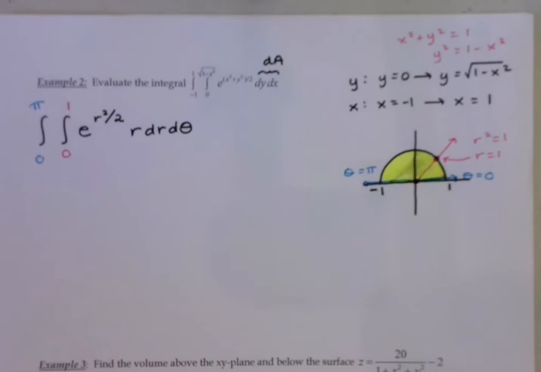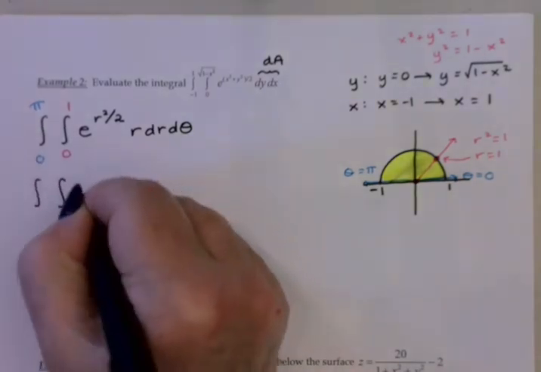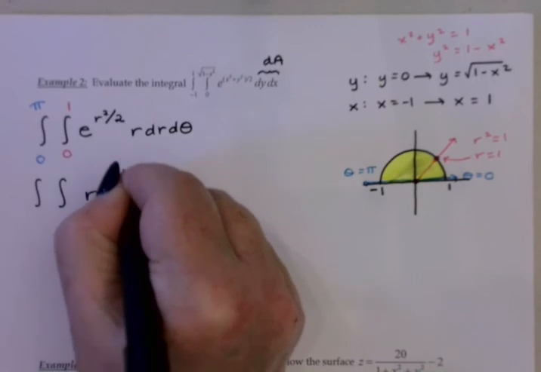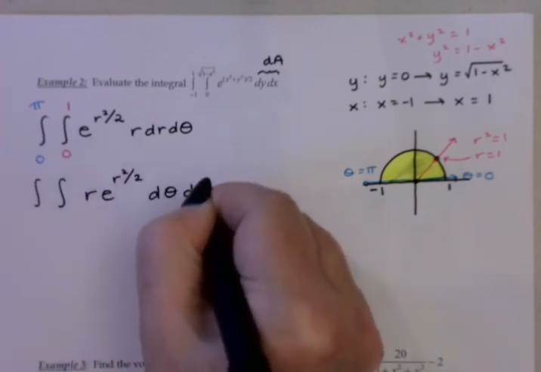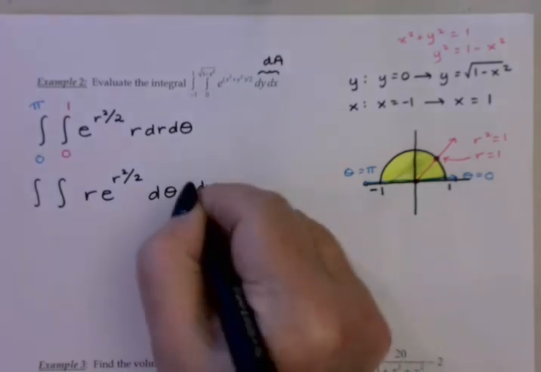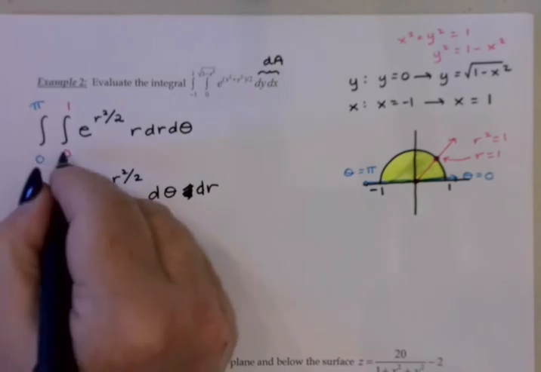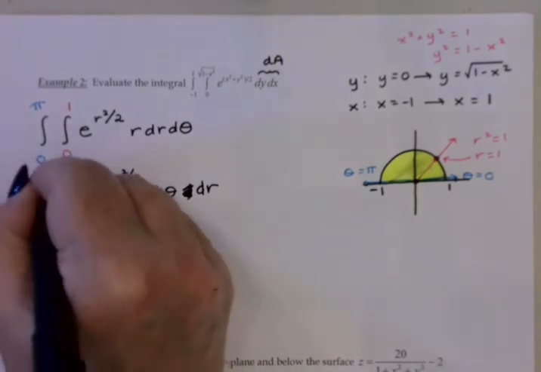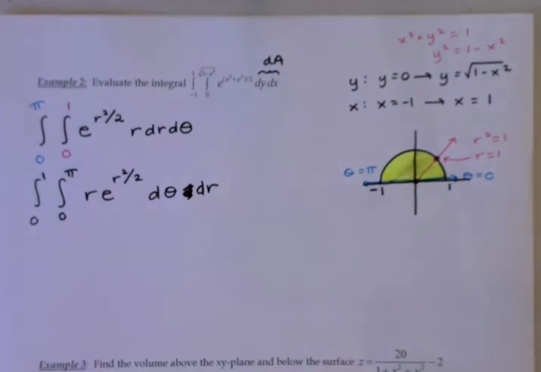So I think I'm going to go ahead and take advantage of the fact that I have a polar rectangle. All my limits of integration are constants, meaning if I want to reverse my order of integration, I can do that. Make that d theta dr. Oops, only one d needed there. And then my limits of integration also are reversed. Again, I can do that because there were no variables in the limits of integration.